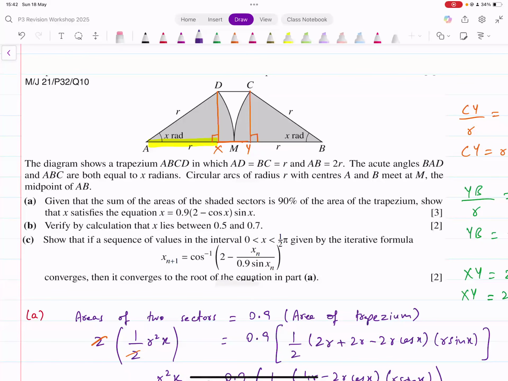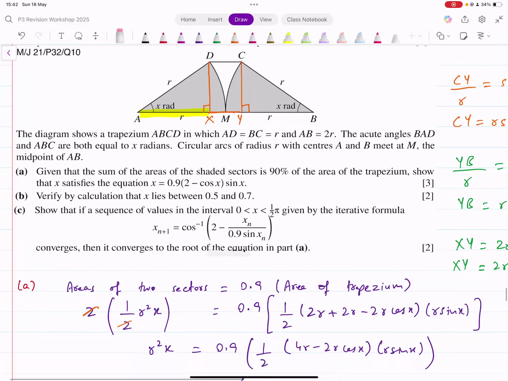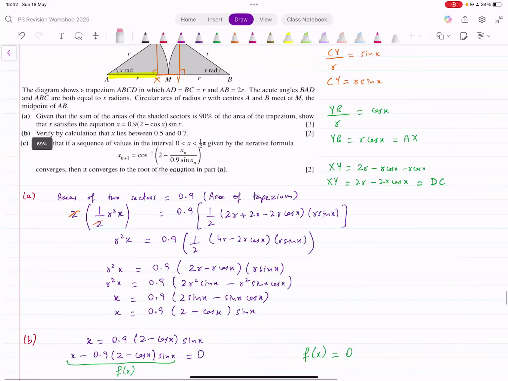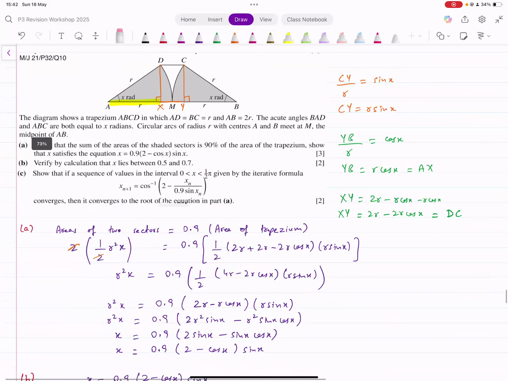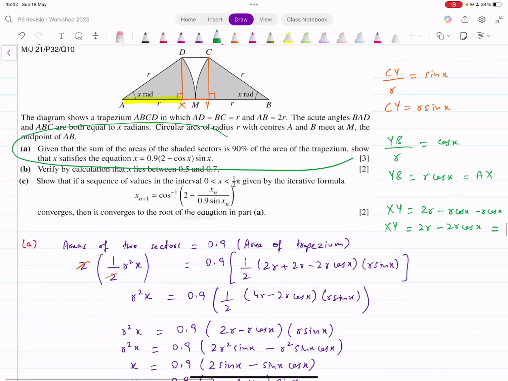In iteration like this, you sometimes have to make extra lines to do some calculations. This is a relatively difficult one. You can have a look at this working. That's not iteration, that's the circular measure. You can see that the iteration parts are generally going to be relatively easier. The first part will be some other topic when you're doing this question in the exam.